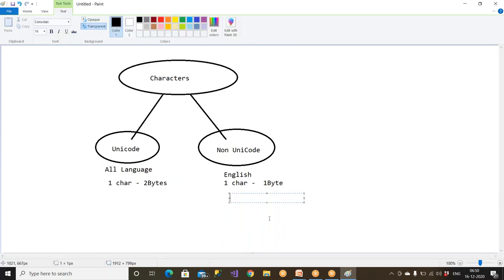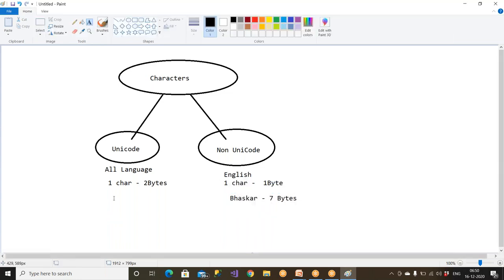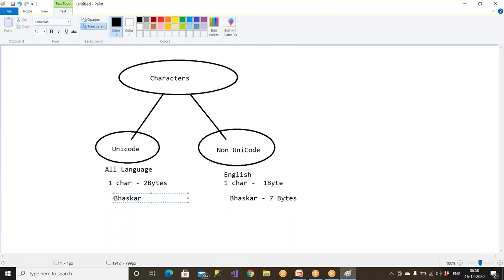For example, if I have Bhaskar, in non-Unicode I count 1, 2, 3, 4, 5, 6, 7. It is going to occupy 7 bytes of space. Clear? But if I store the same Bhaskar here, in Unicode, 1, 2, 3, 4, 5, 6, 7, that is 7 into 2, 14 bytes. It is going to occupy 14 bytes even though I store it in English, because Unicode supports English as well. Clear? Plus other languages. So it is going to be supporting them.